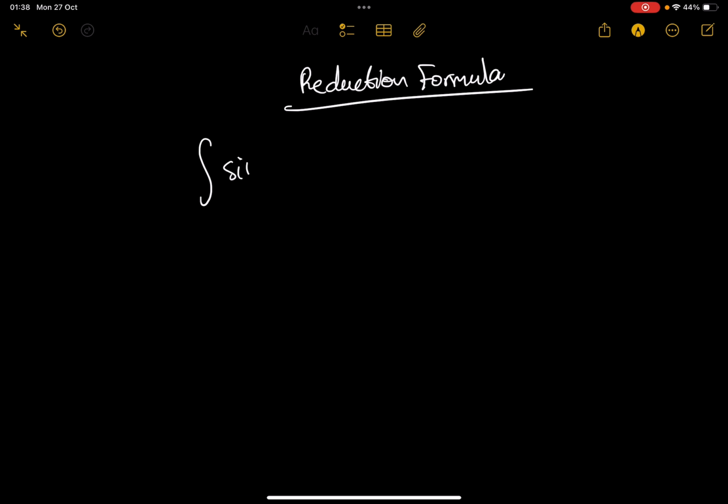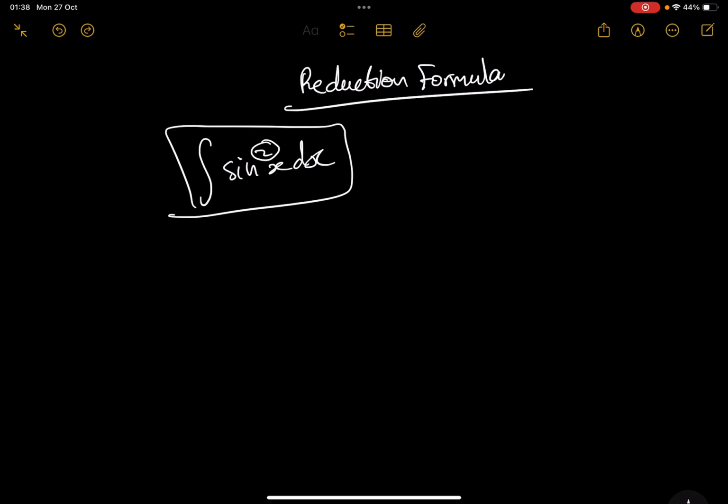Okay, now we are looking at the reduction formula. When you're looking at the reduction formula, remember we said we cannot integrate sine squared x dx directly, right? A trigonometric function raised to a power that is greater than 1. We cannot integrate this directly, so we need to reduce this power using what? We need to reduce this power using identities, right?